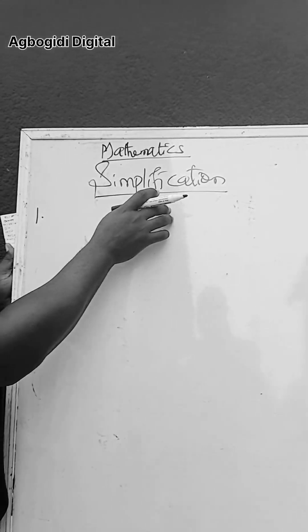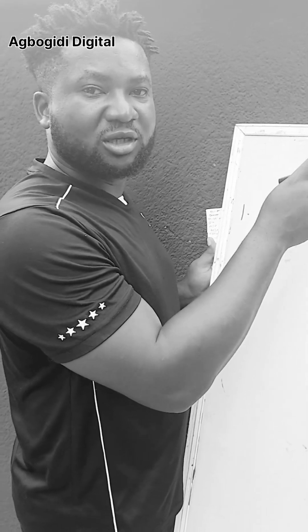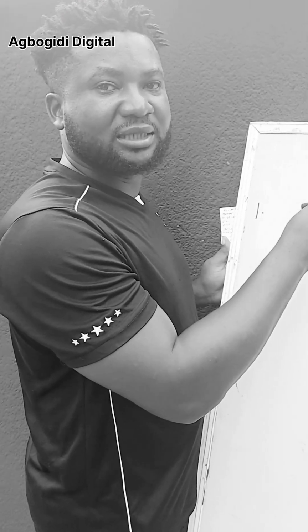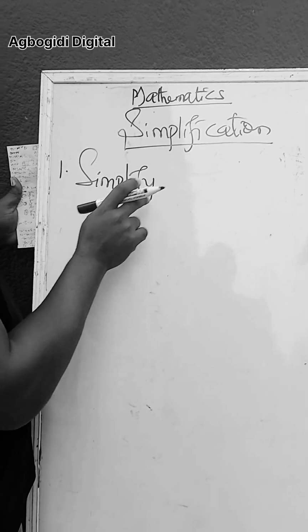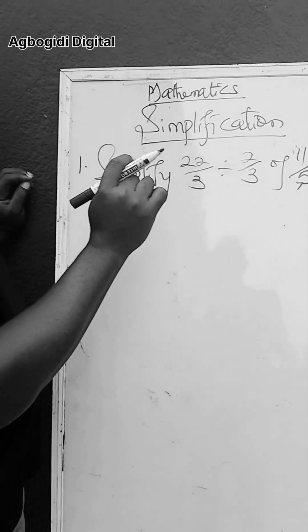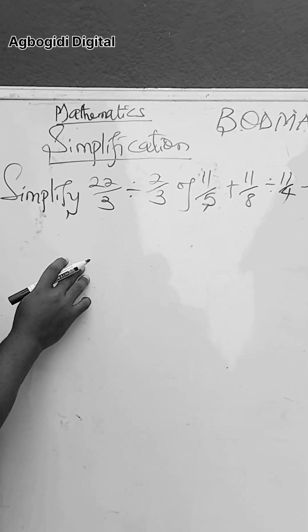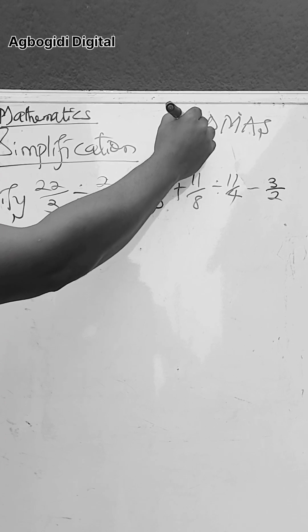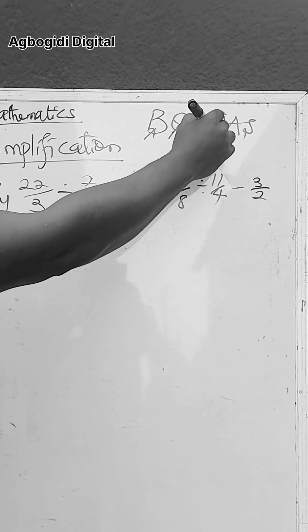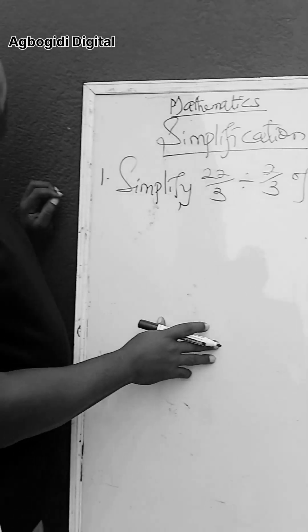Let us look at simplification in mathematics. Simplification is just a way of simplifying a particular question given to you until you get your last answer. In simplification, you must make use of what we know as BODMAS. In BODMAS, we still remember this is bracket, this is off, this is division, this is multiplication, this is addition, and then the last one is subtraction.